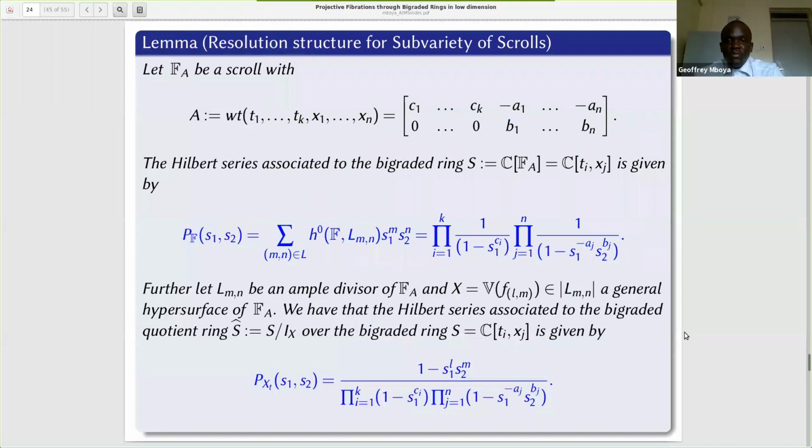So the bigraded ring associated to a general scroll F_A, where A is given by that matrix, has a Hilbert series associated to it, indicated in the middle of the slide with the equation. And a general element, a general surface in this scroll, a general element in the linear system of a line bundle M, n, has a Hilbert series associated to the quotient ring, and is given by the equation at the bottom of the slide.